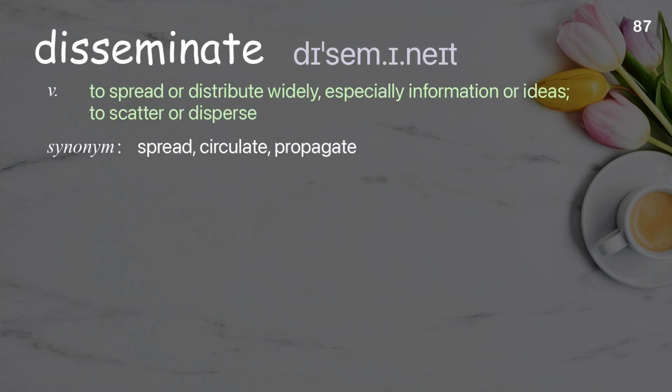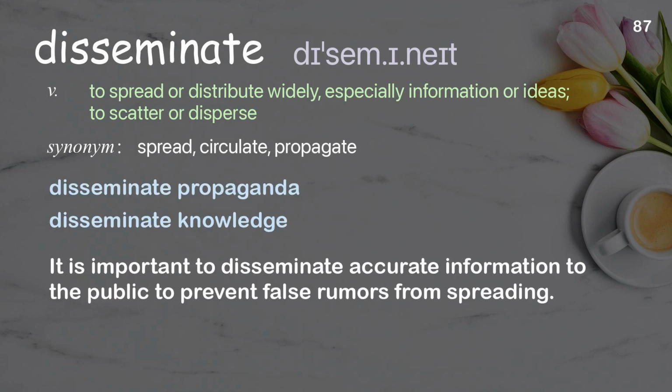Disseminate. To spread or distribute widely, especially information or ideas, to scatter or disperse. Examples. Disseminate propaganda. Disseminate knowledge. It is important to disseminate accurate information to the public to prevent false rumors from spreading.